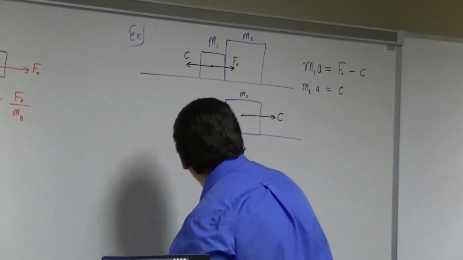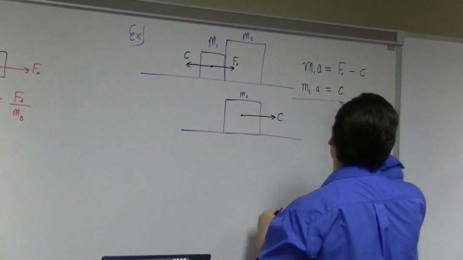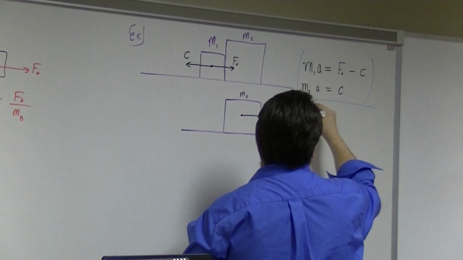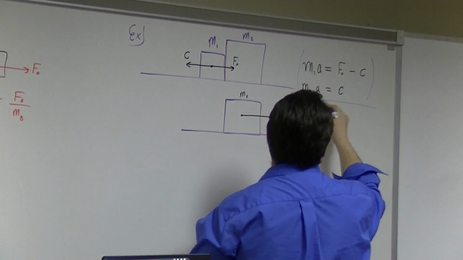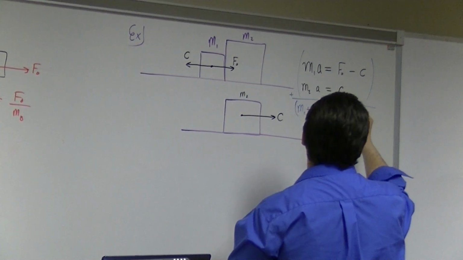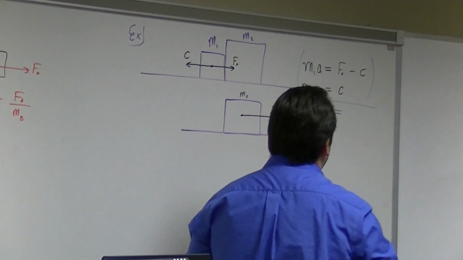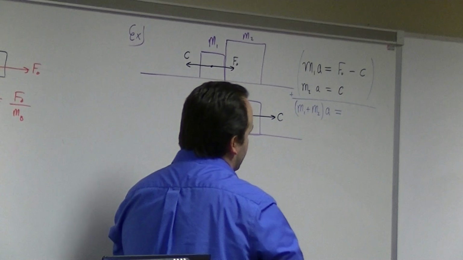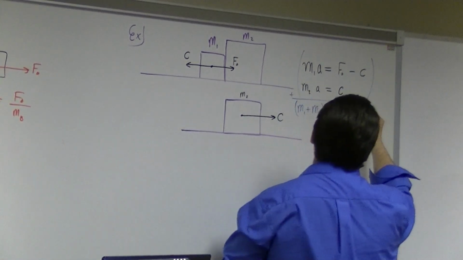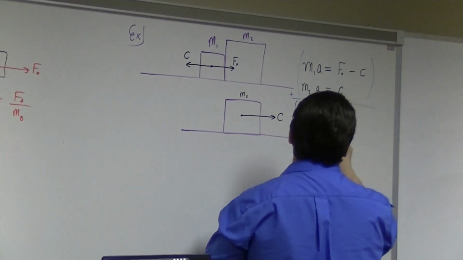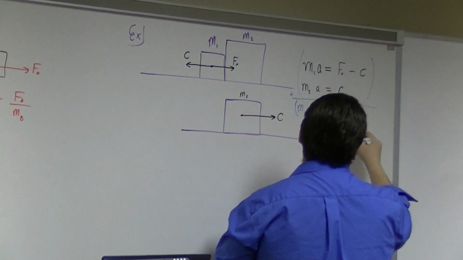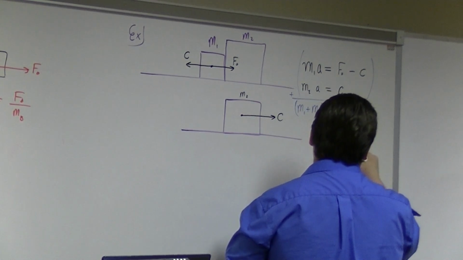Now, I can add these equations, right? And that will tell me what? Well, I'm assuming the acceleration is the same, so it better still be the same. So what happens? The C's cancel, and you're just left with F naught. So what do we find? The acceleration of this pair of masses together is equal to F naught divided by M1 plus M2.